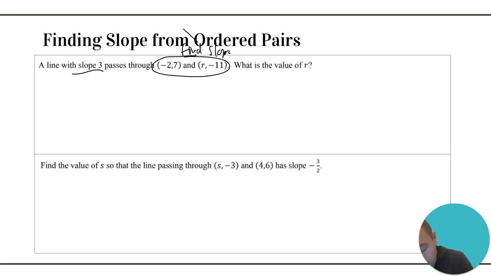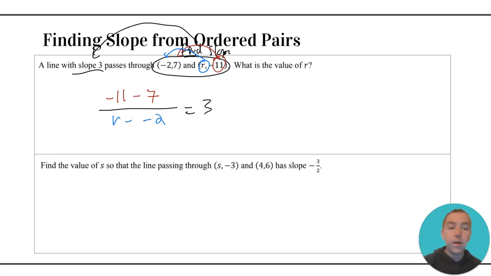And if we find the slope, we would just need to take y minus y, so -11 minus +7, over x minus x, so r minus -2, and then it should come out to be an answer of 3, right? And from that, we'd want to try to solve to find what the coordinates of r would need to be. On top of the fraction, we can combine the -11 and -7 to give us -18. And then the bottom is r plus 2 equals 3.